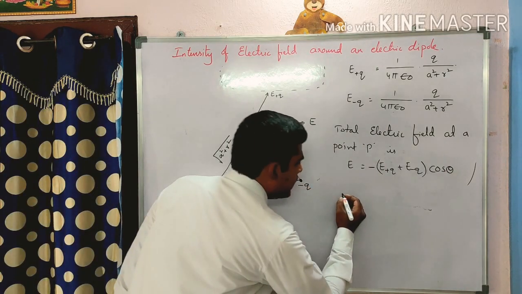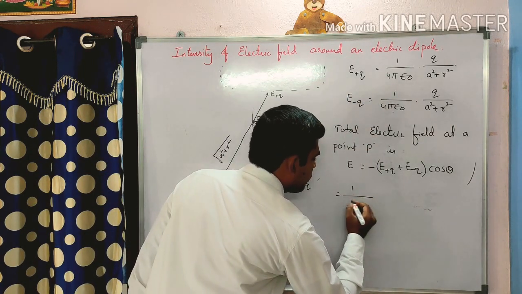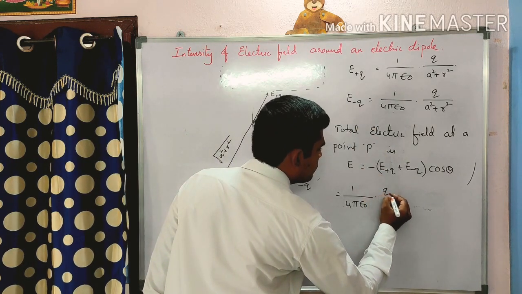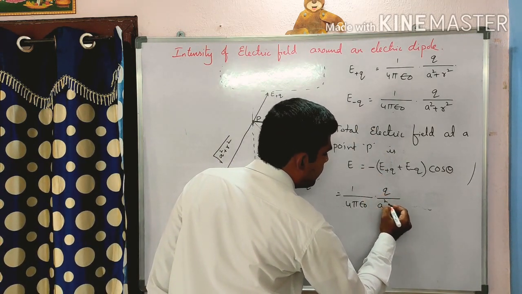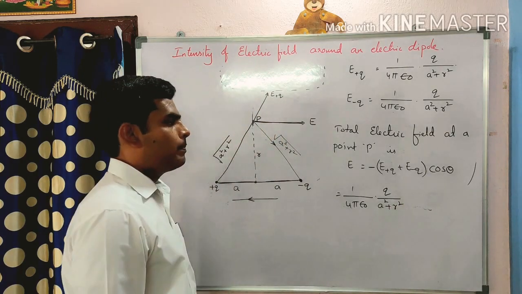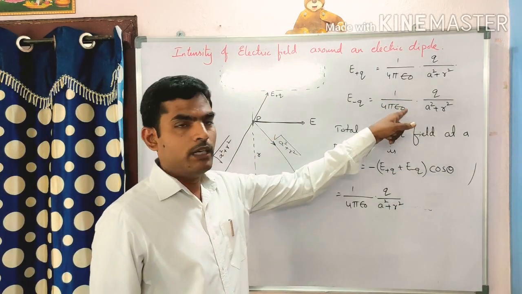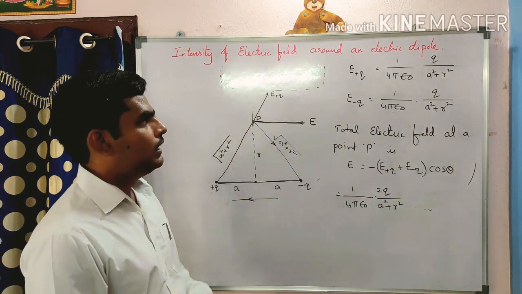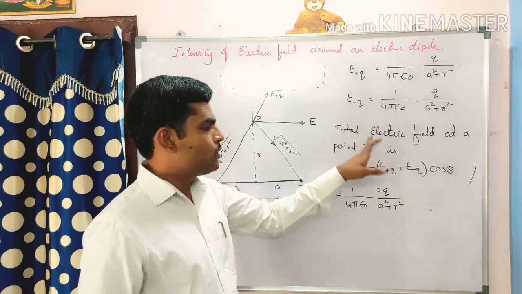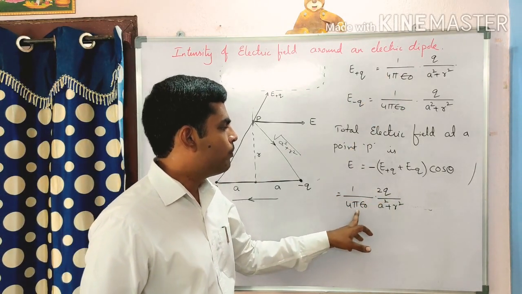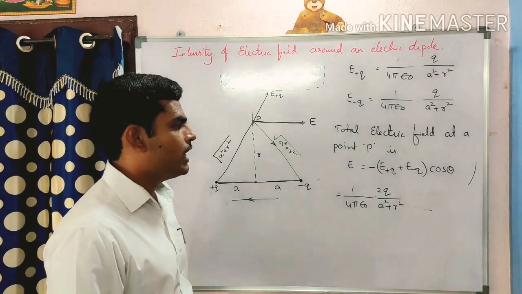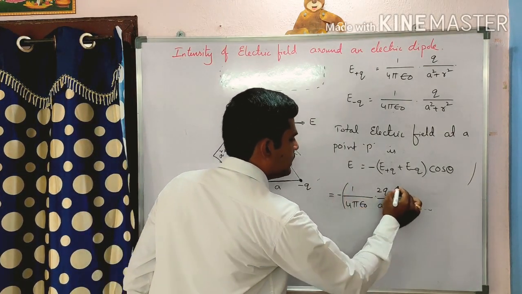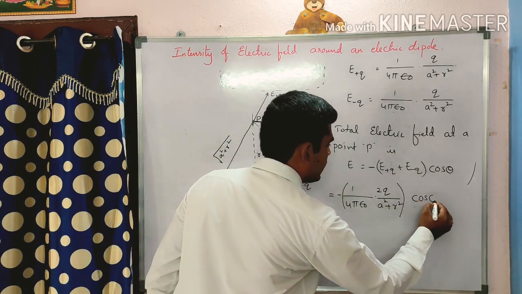So the resultant electric field is written as minus E plus Q plus E minus Q cos theta. E plus Q is 1 by 4 pi epsilon naught Q by A square plus R square, and E minus Q is also the same thing. So adding them we simply write 2Q. That's why I'm writing 2Q by 4 pi epsilon naught A square plus R square. Any objection here? I'll write the minus notation, minus cos theta.